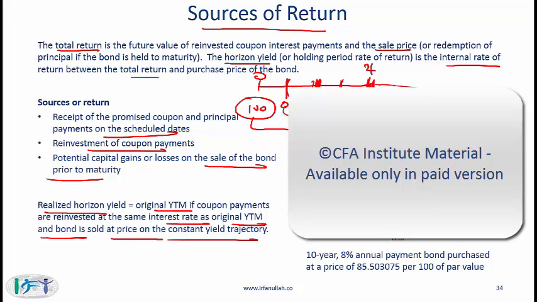Let's say that you buy a discount bond. So the example here is from the curriculum where we have a 10-year 8% coupon bond purchased at a price of 85.5 per 100 par. So obviously in this bond the market rate initially was higher than the coupon rate. So you bought the bond at a discount. But if you hold the bond to maturity, then the price of the bond will slowly go up to 100. So this point is 100. This line connecting the initial price up to 100 is your constant yield trajectory.